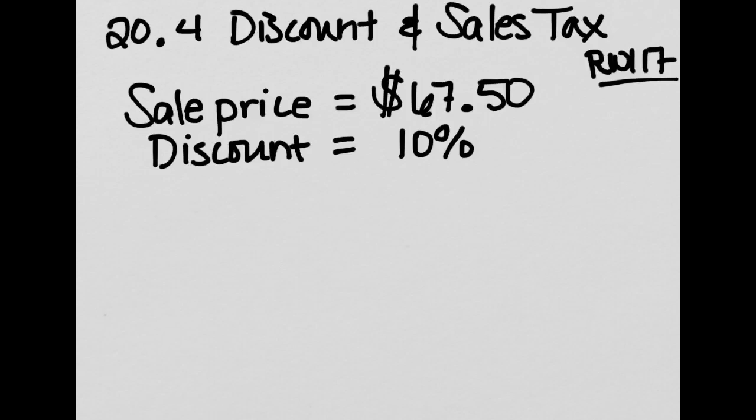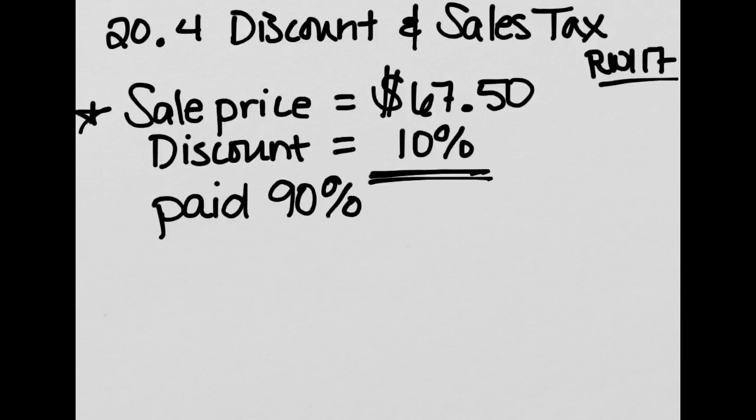So here's the thing. The sale price is $67.50 and we got a 10% discount, which means that the original price would actually be more because we got a 10% discount. So what I want to say is that if I got a 10% discount, that means I paid 90%. Because 100% would be the actual price. So if I got a 10% discount, what I paid was 90%.